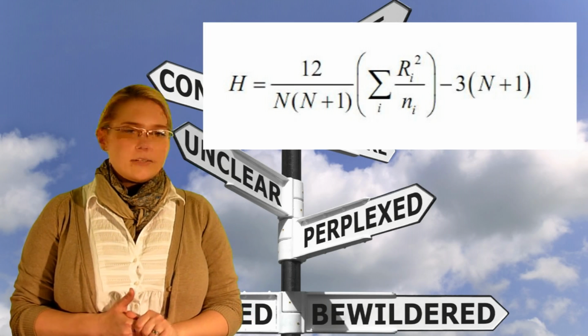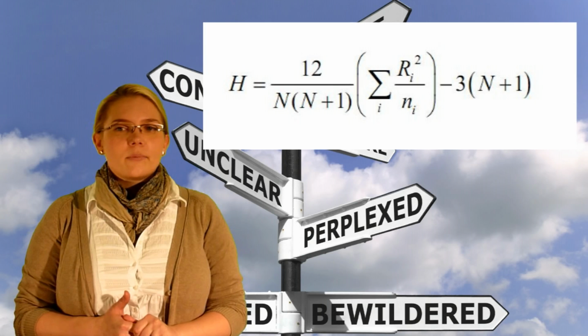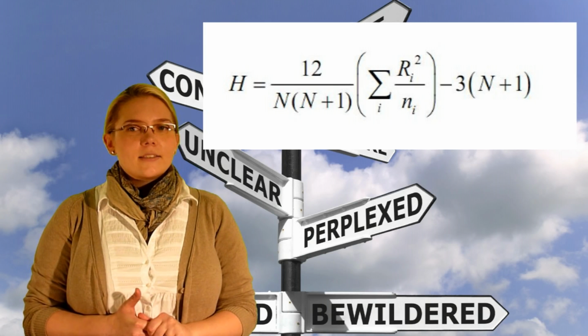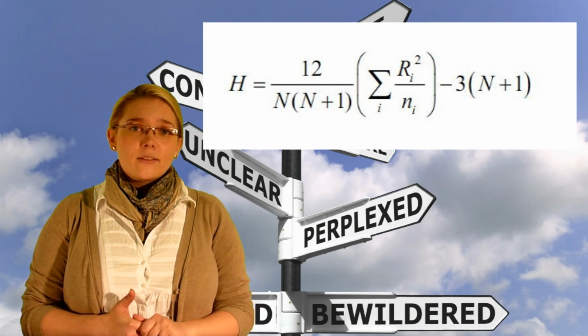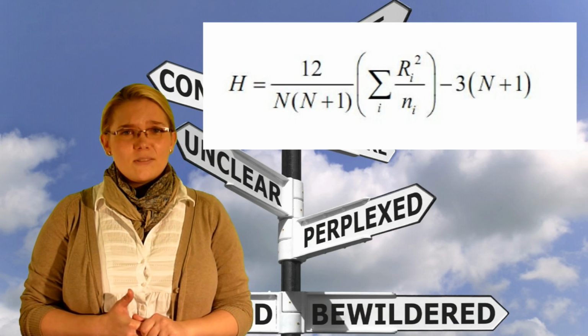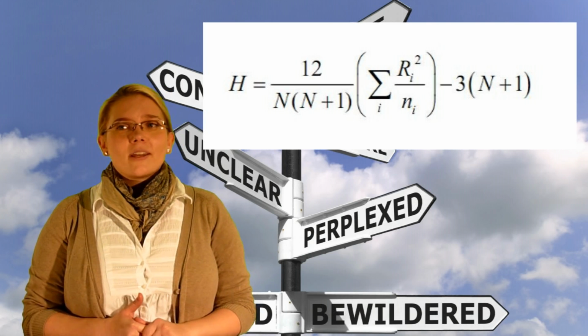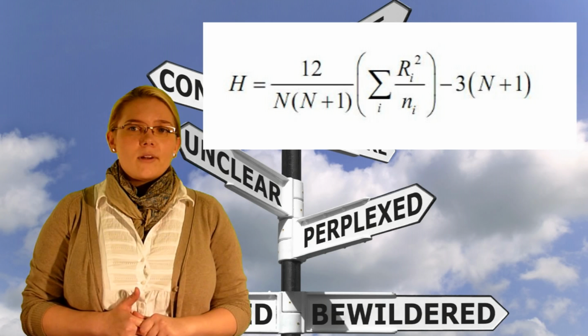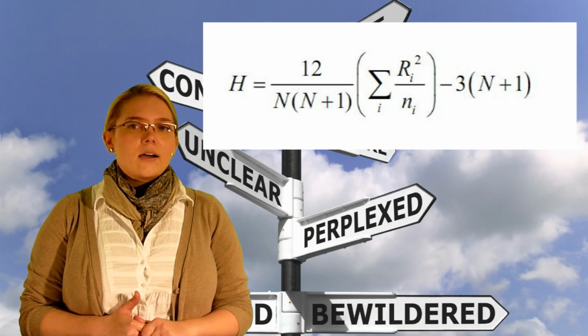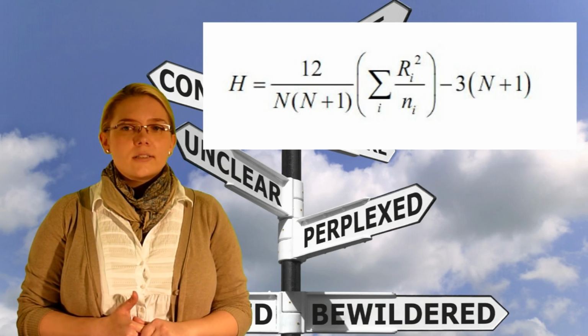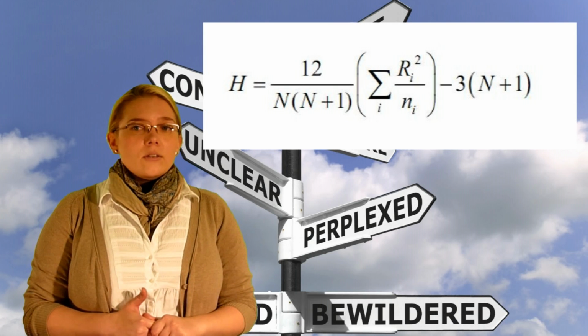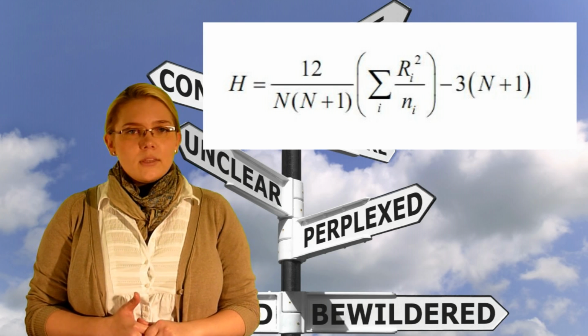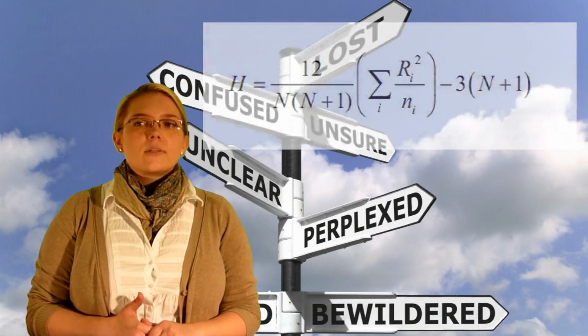H is the test statistic, N is the total sample size, Ri is the sum of the ranks for the ith group. Yeah, it sounds silly. You get this by ranking all N values and adding up the ranks for each group. Ni is the number of individuals in the ith group. You then compare the test statistic with the critical value from the chi-square table.